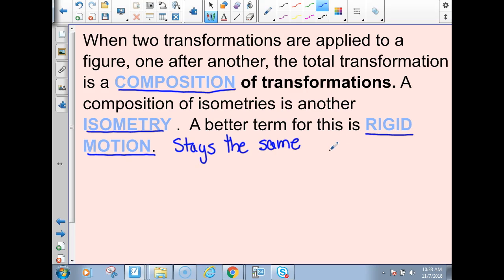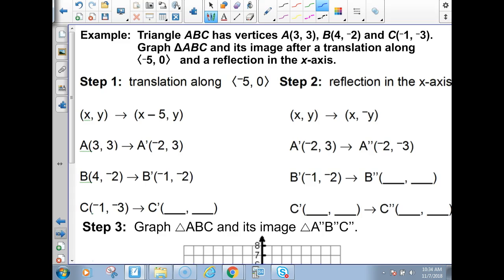It's on your 9.4 packet that you grabbed when you walked in. The first page. Do you find it? We got this now? I just wrote "stays the same size" because I think sometimes with these words, we just want to remember what they mean. Rigid motion. Rigid means stays the same. So it's a movement that doesn't change size.